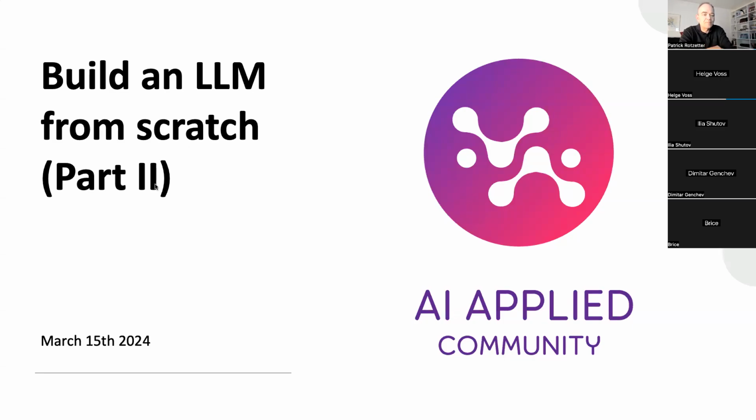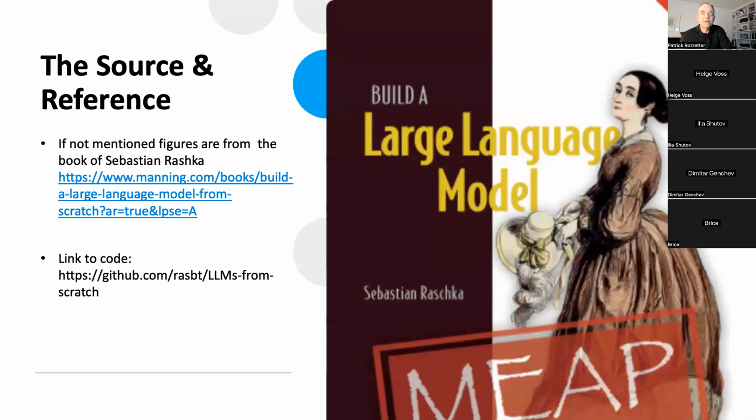Okay, let's start. So this is the second part of the event series, Build an LLM from Scratch. Last time we went through some fundamental concepts. This presentation is largely based, as I said last time, on the book from Sebastian Raschke. You can find the book on manning.com. The book will be published early next year, but you can already buy it and you can get early access to some of the chapters.